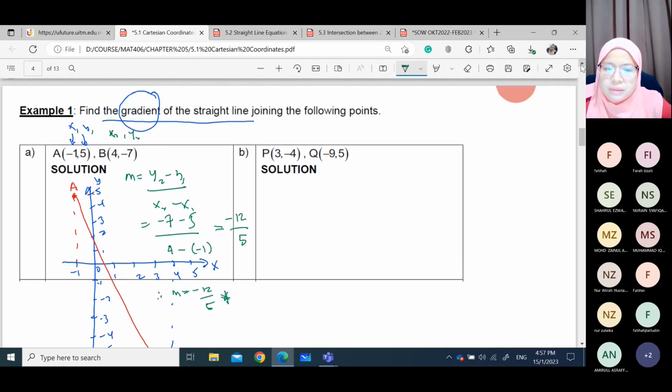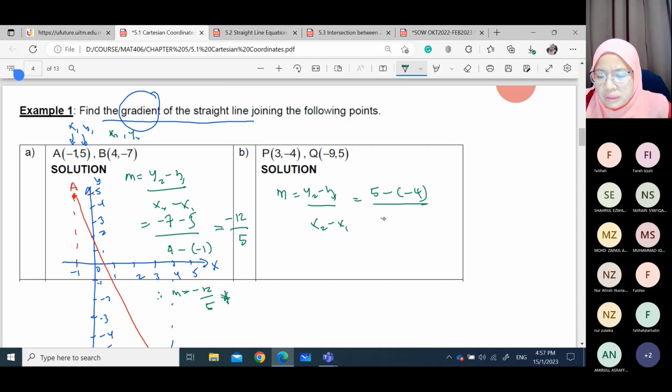Gradient and slope are the same thing. Sometimes the question says gradient, sometimes it says slope. So gradient and slope are the same thing. Kecerunan. Okay, and then for B, find the slope between P and Q. The method is the same. M is Y2 minus Y1 divided by X2 minus X1, which is equivalent to 5 minus negative 4 over negative 9 minus 3. When we calculate, we get 9 over negative 12.